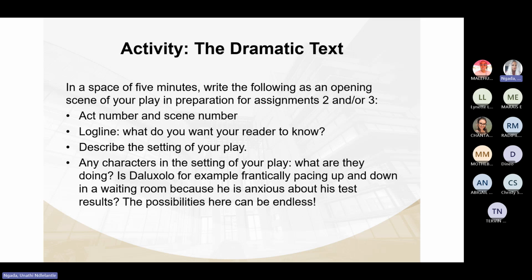Provide a log line. Remember, I said that the log line shouldn't exceed 2 sentences. Describe the setting of your play and any characters in the setting of your play. So what are they doing? Is Dadukolo, for example, frantically pacing up and down in a waiting room because he is very anxious about his test results? So the possibilities here are simply endless.